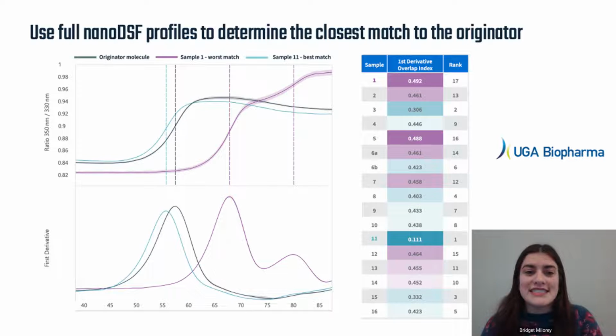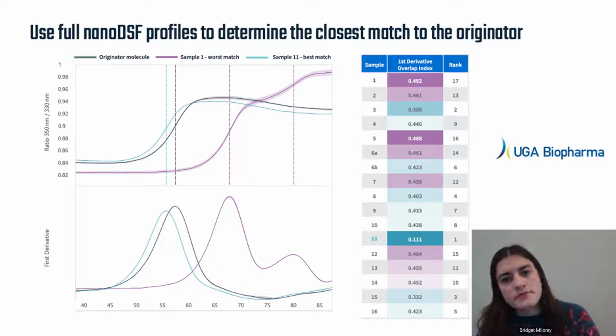So the goal of biosimilar development is to make a product that is as similar as possible to the originator mAb. Bridget, we have another case study. Will you walk us through biosimilar development? Yes, absolutely. Turning to the slide here, this data comes from a group at UGA Biopharma.